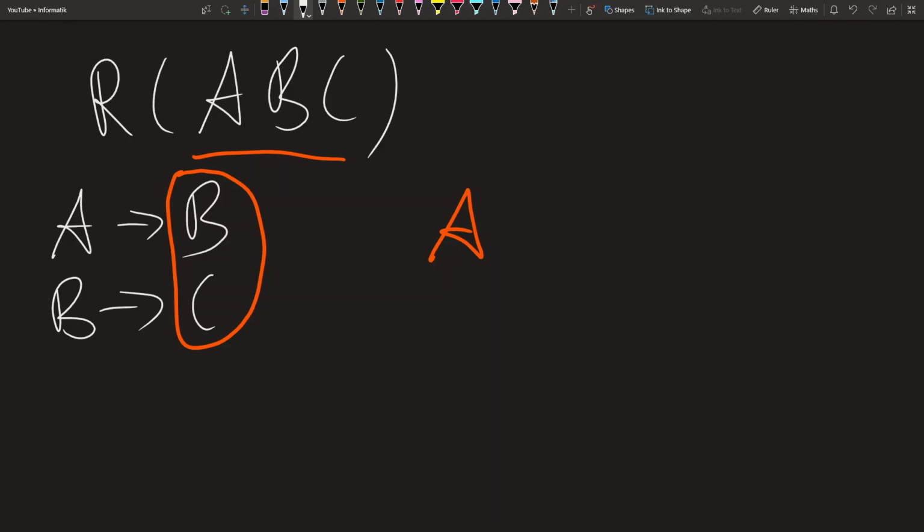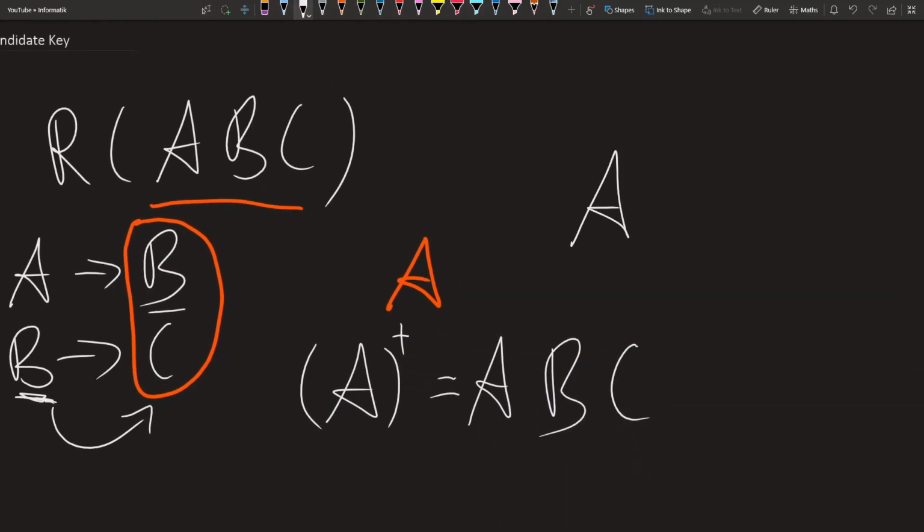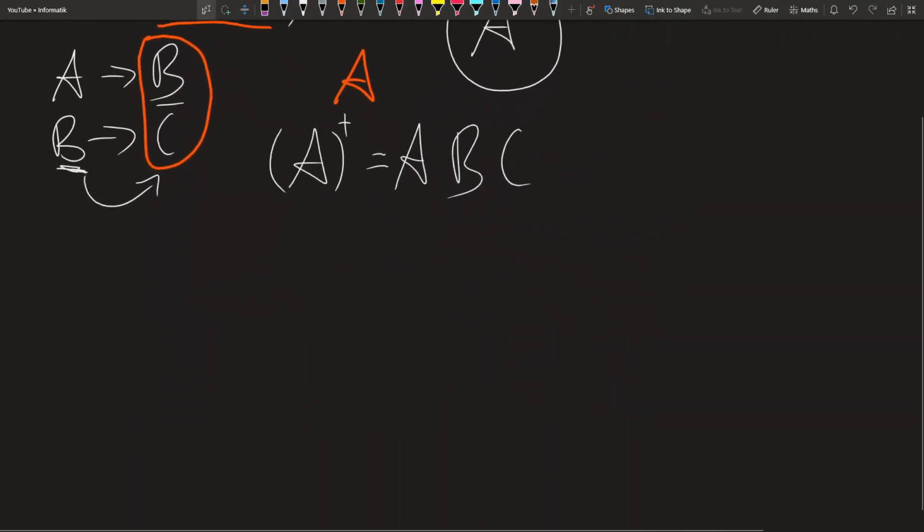So first we look at A and what it determines. We have A and it determines itself, B, and because we have B, we can also get C. So we have ABC. That's everything. So this time A is our candidate key. Getting to the next example.